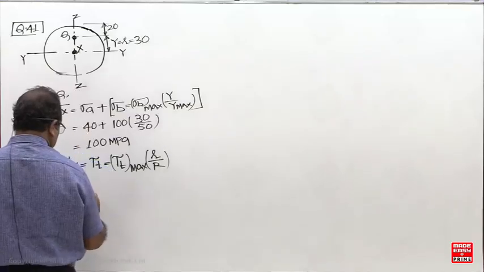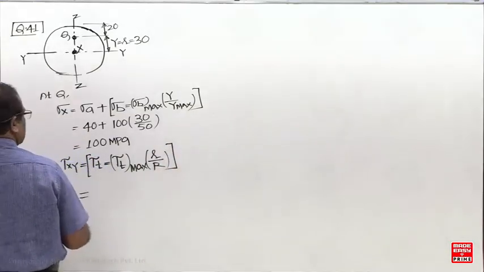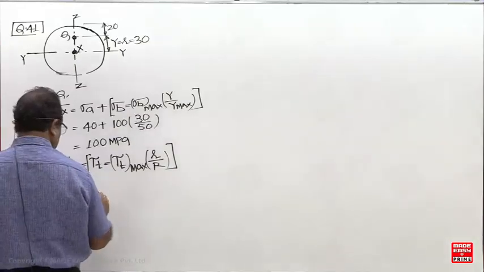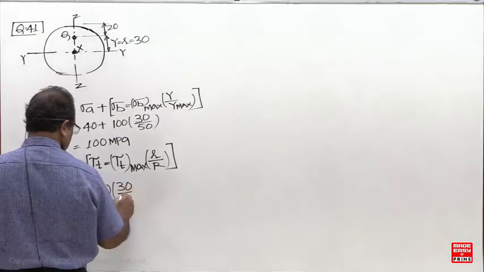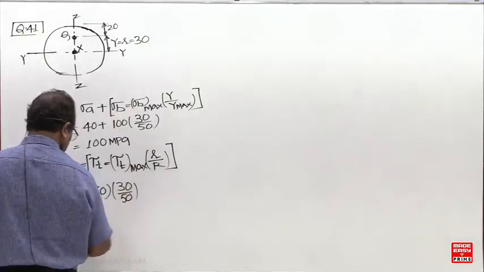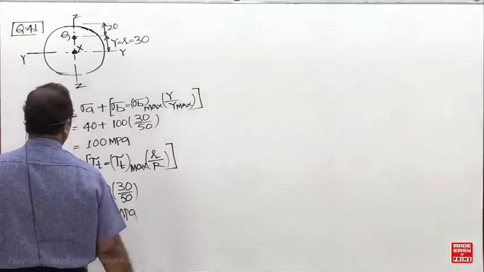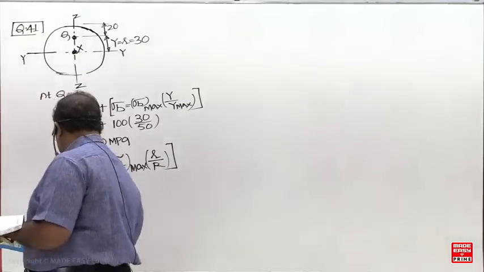I am not leaving any of the questions now. Everything is explained, and if you are getting a doubt, what is the tau T max given in the question? 50 is given. Now, can't you find the principal stress here?